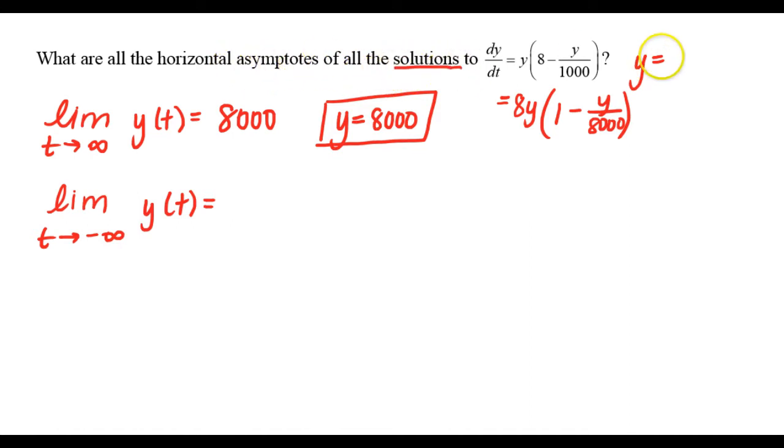So why don't we go ahead and write out the solution to this differential equation. My general formula is going to be L over 1 minus C e to the negative k t. So L is 8,000 over 1 minus C, and I'm going to leave C there, and I'll talk about why in a second, e to the negative 8, my k value, 8t.